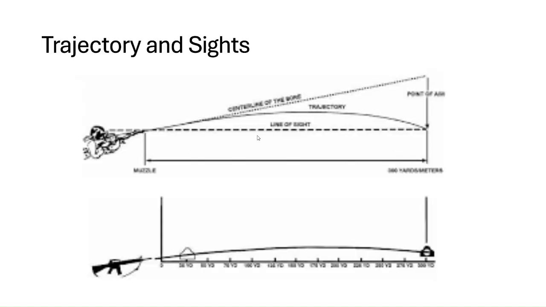First is the trajectory and sights. A bullet's trajectory is the curved path it follows, mainly because gravity pulls it downward while it's traveling forward. The sights, or whatever you might have, are aligned so that this curved trajectory intersects with the straight line of sight at whatever chosen distance it might be. So whenever you're shooting, your trajectory wants to line up with the line of sight to the point of aim.